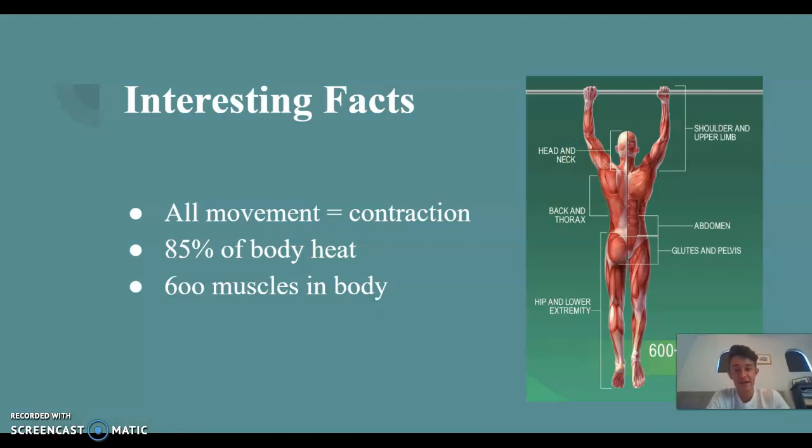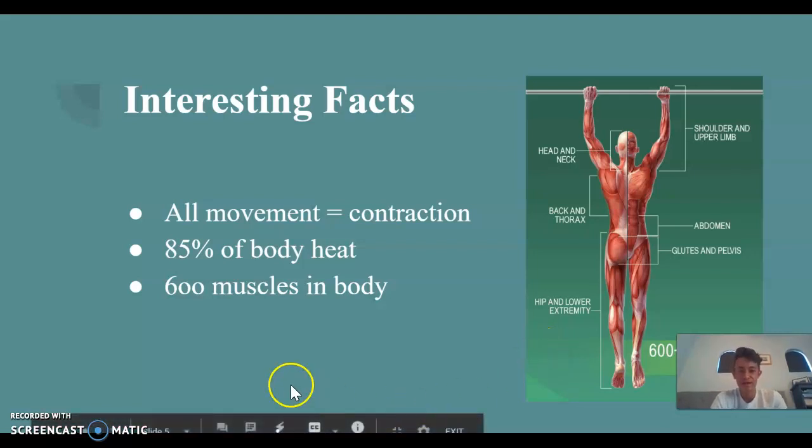Another interesting fact is that from contraction, from working out, 85% of our body heat is actually from our muscles. Every time we contract, we create heat, which is actually our metabolism. Based on metabolism, that's how we burn off food. It's because of our heat, and that's why 80% of our body heat is actually from our muscles. And the last interesting fact is that there are over 600 muscles in our body, which is roughly 40% of our actual body weight. So a lot of our weight is actually due to our muscles.